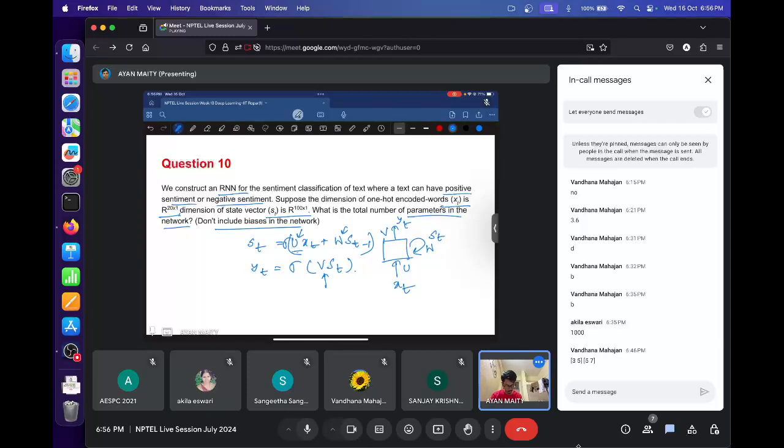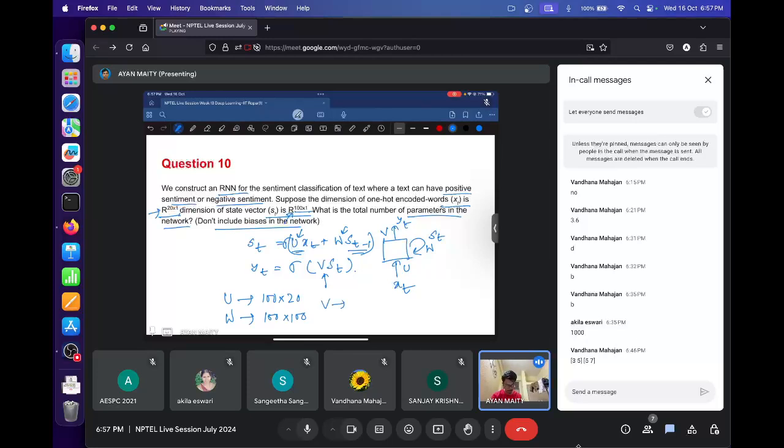So this U is from xt to st, so the shape of U has to be, since the lengths of xt and st are given in this question, 100 into 20. So these many parameters are there in U. W is from st minus 1 to st. The shapes of st minus 1 and st are the same, just that the time steps are different. So this is 100 by 100, so the number of parameters in W would be 100 cross 100.